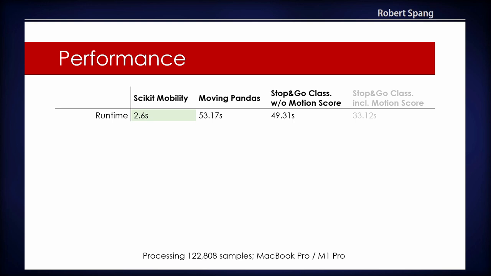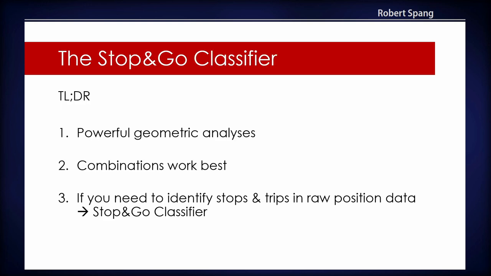All right, good. So yeah, if there's only one slide to remember, then it's this one. First, the library offers a powerful geometrical analysis of signal noise. Second, it combines different approaches to form the best result. And third, if you need to identify stops and trips from raw position data, the thing that you want to Google is called stop and go classifier.